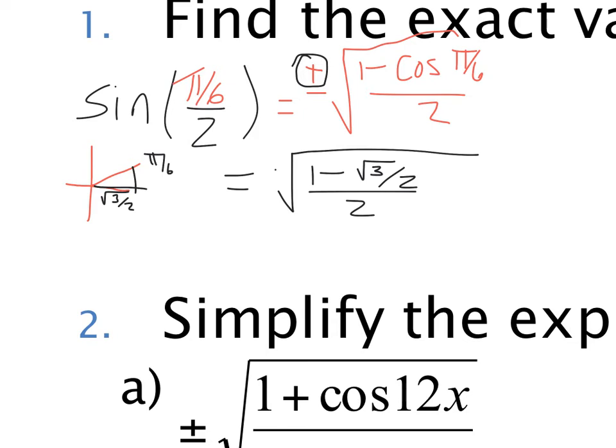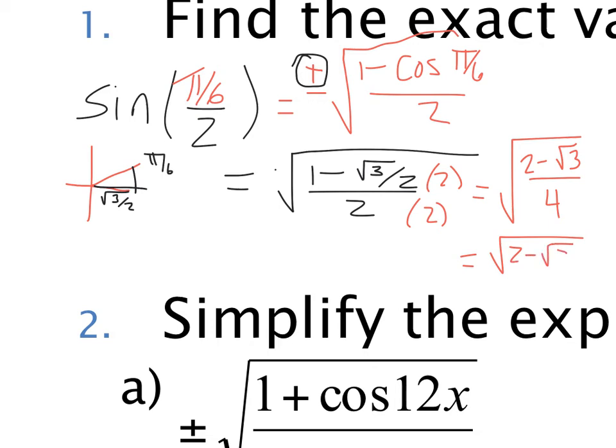Okay, all over 2. Now we have a complex fraction, so I'm going to multiply the top and the bottom by 2. So that's going to give me the square root of 2 minus square root of 3 all over 4. Now I can simplify that square root. I can do the square root of the top, which would be square root of 2 minus square root of 3, and that's okay. It's going to kind of look goofy. But on the bottom, if I do the square root of 4, that's just going to be 2. Okay? So there's our final answer.